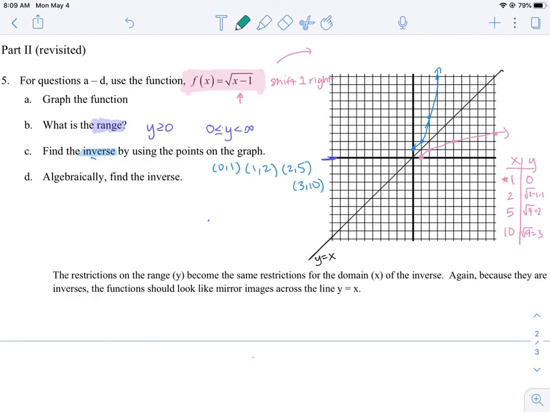So now we're going to algebraically find this inverse, okay? So we're going to take our original function, we're going to take the f of x and make it into a y, and we're going to now switch x and y. So we're going to write x is equal to the square root of y minus 1, okay? And we're going to square both sides of this just like we normally do. So square it, and we're going to say x squared is now equal to y minus 1. Super easy. Let's just add 1.